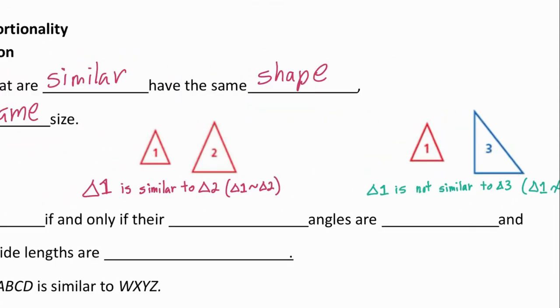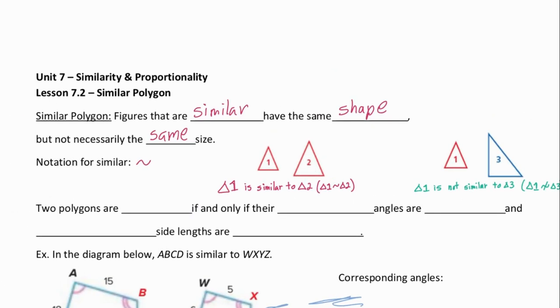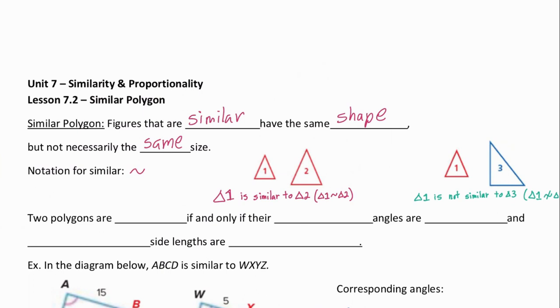So we have more than just this. We also have some theorems that go with this. We can say that two polygons are similar if and only if their corresponding angles are congruent and corresponding sides are proportional.